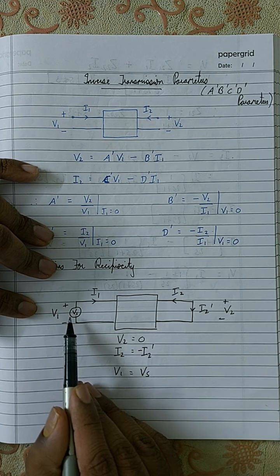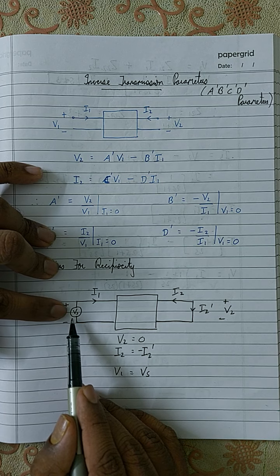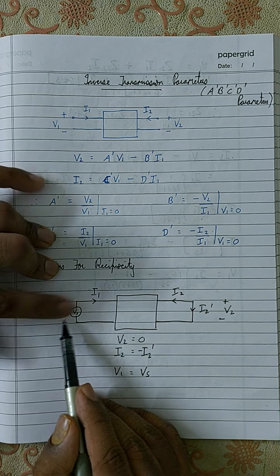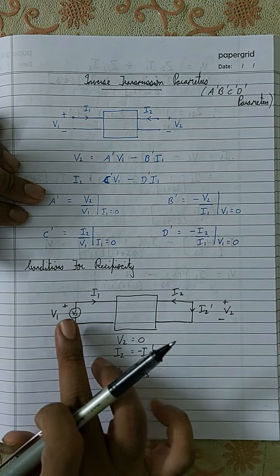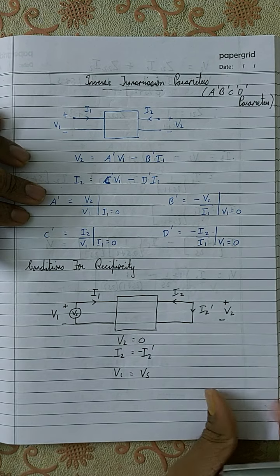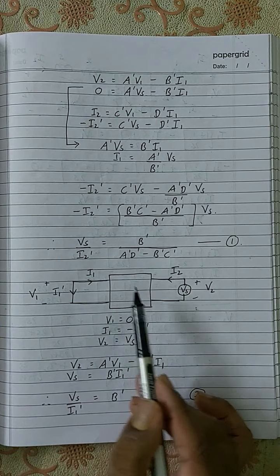That is, the ratio is called Vs by I2 dash, because Vs is my excitation, my voltage source, and I2 dash is my response. So I will find the ratio between Vs and I2 dash. Then in the second case, this is case 2.